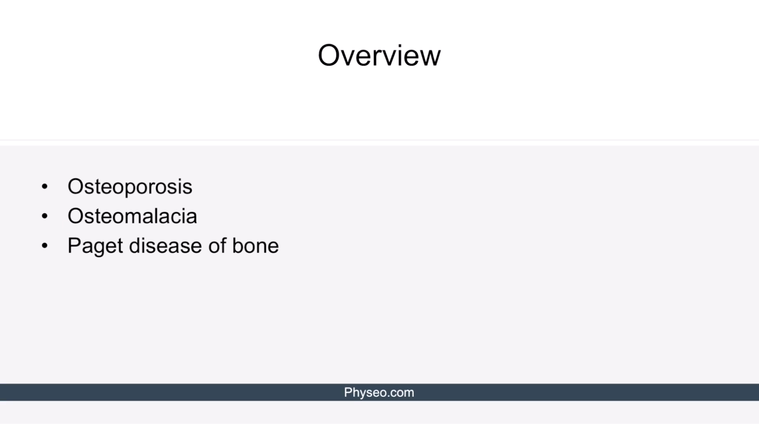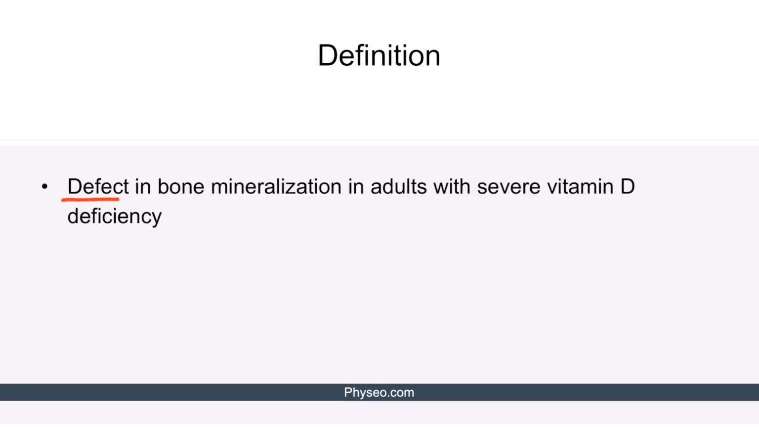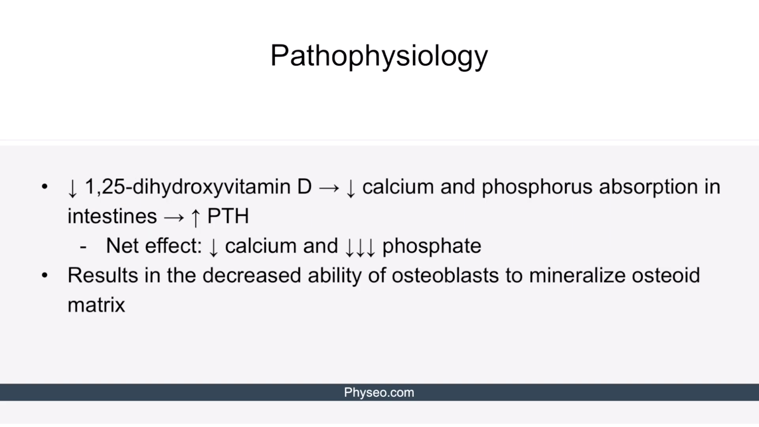We will now turn our attention to osteomalacia. We'll present the information in the same fashion as we did with osteoporosis, starting with definition. Osteomalacia is a defect in bone mineralization seen in adults suffering from severe vitamin D deficiency. This slide is meant to help us understand why patients with vitamin D deficiency experience defective bone mineralization.